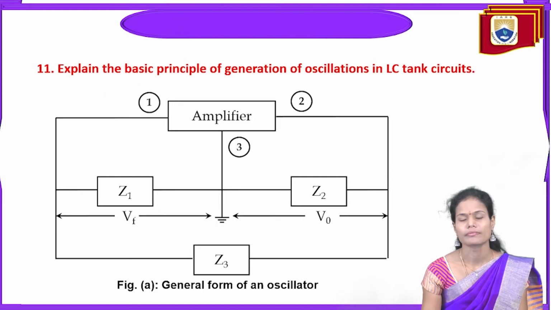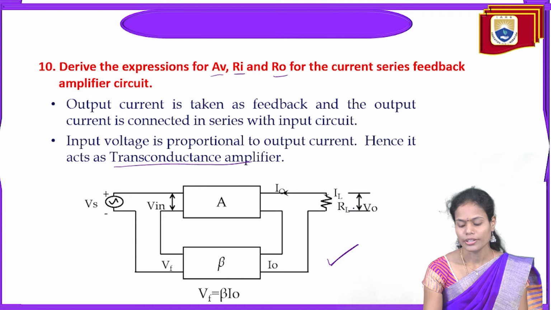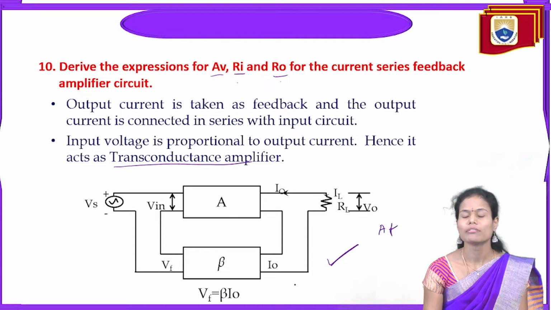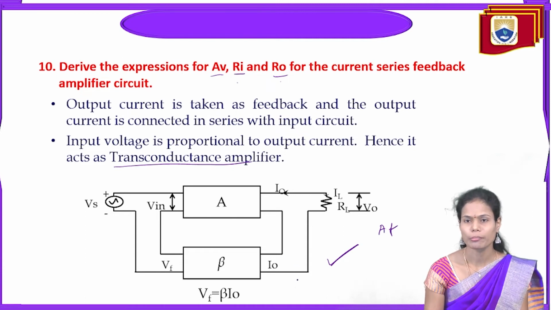And next, here we need to derive the voltage gain as well as input impedance and output impedance from this particular circuit. For that purpose, we have to draw the h-parameter equivalent circuit of the amplifier, and then we need to find all the parameters.